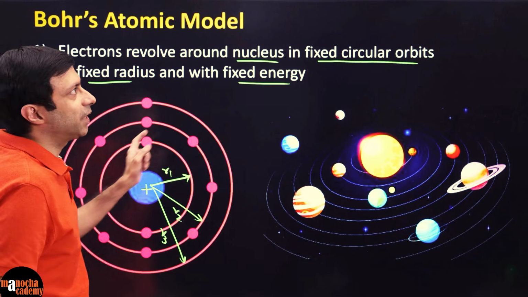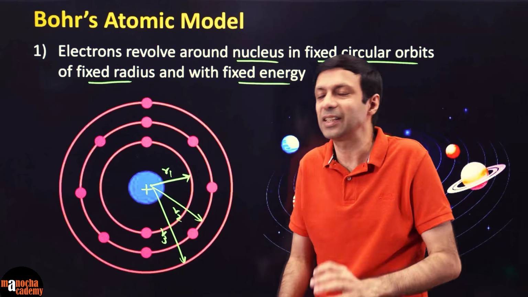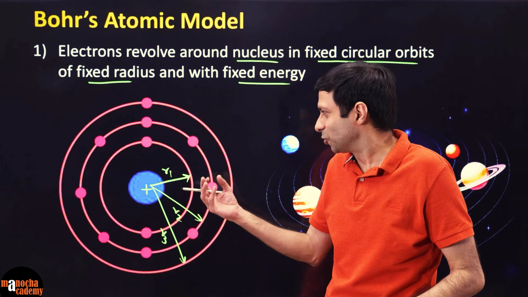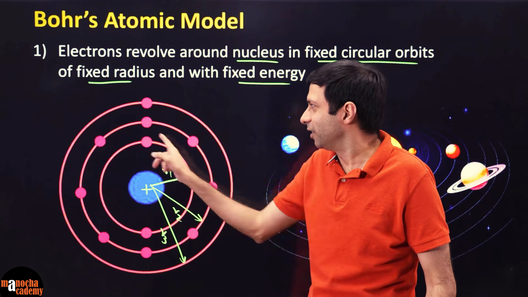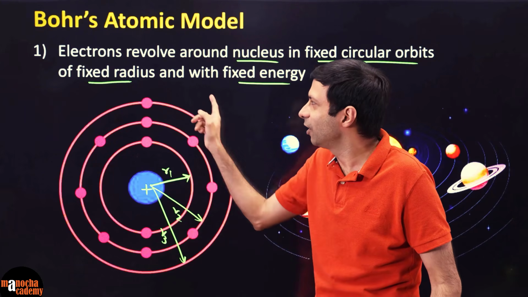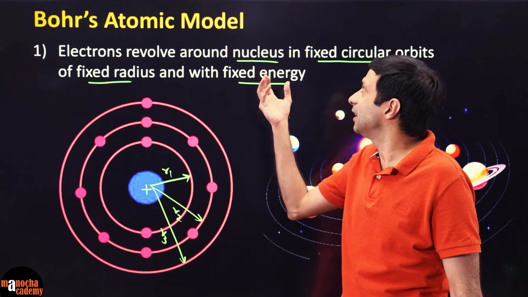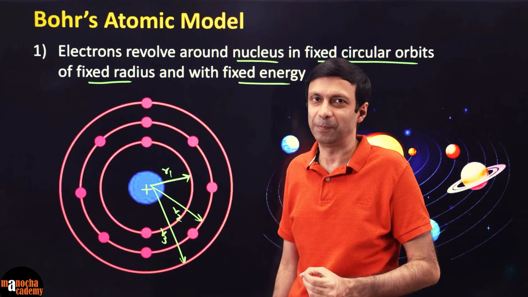And all these orbits are circular orbits. So basically, the electron can't say, hey, I want to roam around here, or I want to roam around there. No. The nucleus is like its parent. It says, no, you must go in this circle, or this circle, or this circle. So these have fixed radii, and these electrons are revolving with a fixed amount of energy, right?